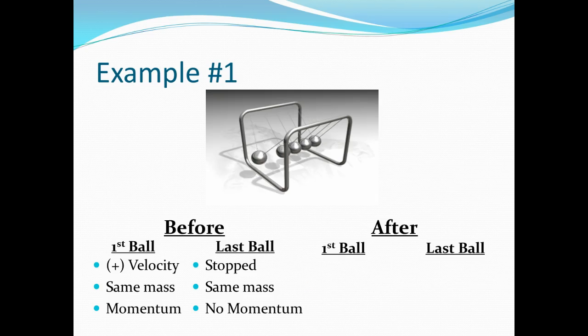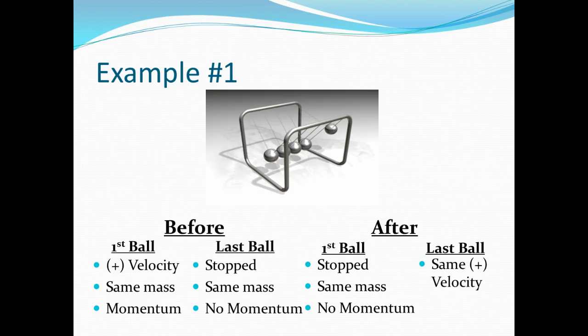The first ball at the end stops. When it collides, it stopped. It still has mass, but now it has no momentum. Where did all that momentum go? It traveled through the balls in the middle all the way to the ball at the end. Now the ball at the end is going forward, so same positive velocity. However fast the ball went in, that's how fast it's going to come out. So it has the same momentum as the ball at the very beginning.